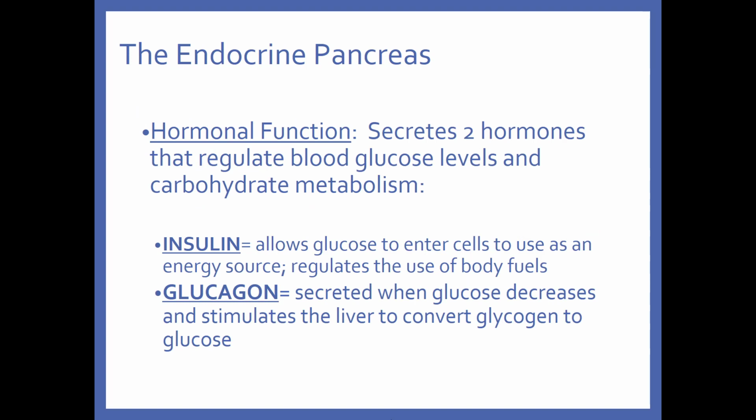For the hormonal function, the main hormones that the pancreas secretes are insulin and glucagon. These help regulate blood glucose levels in response to carbohydrate metabolism. Insulin allows glucose to enter the cells to use for energy. Basically, insulin helps regulate our body fuels and the use of body fuels. Glucagon is secreted when the body recognizes there's a decreased glucose level, and it stimulates the liver to convert glycogen into glucose, which helps raise the overall blood glucose level in the body.